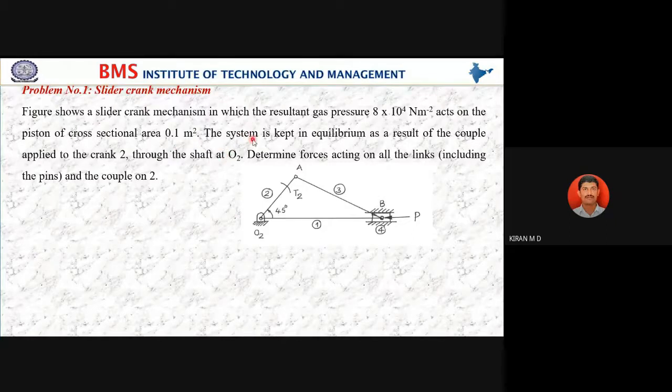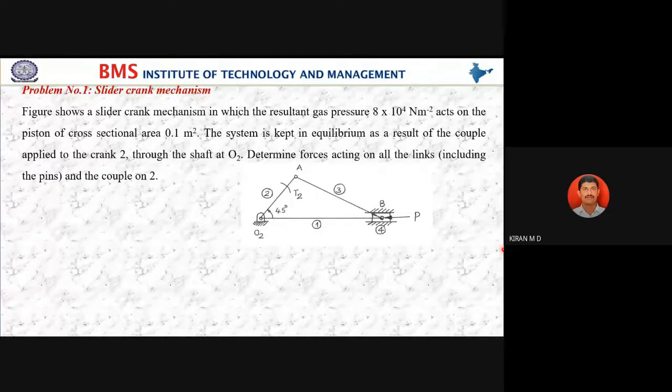Okay, so then the system is kept in equilibrium as a result of the couple. What is the equilibrium of this system now? We have studied forces equal and opposite and all those things, but now it is moving, it is rotating. What is the meaning of equilibrium condition? P should be equal to the force applied by the link 3, so that the piston stays in equilibrium. So all of you listen now.